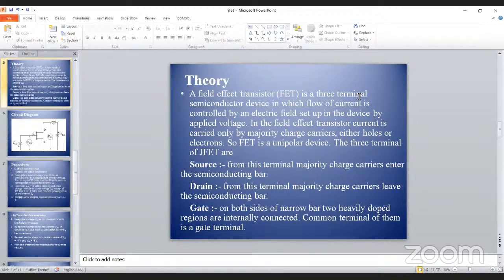Directly go to the experimental part, Achal. Okay, sir. Is my screen visible? Yeah, it is visible.